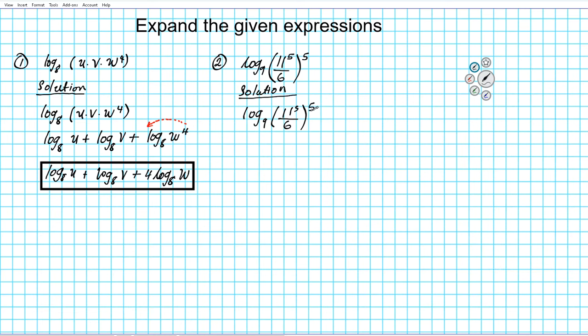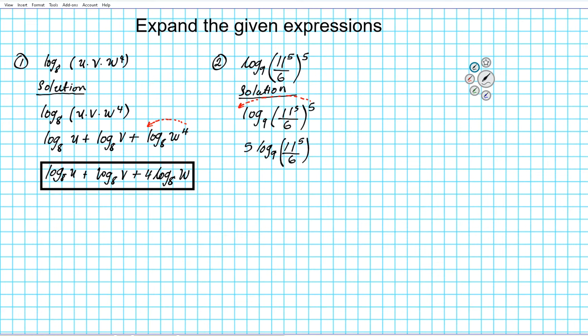Okay, so how do we deal with this exponent here? It's powered up, so we're going to use the power property to power it down. It becomes a coefficient. So this becomes 5 log base 9 of 11 to the 5th power over 6.